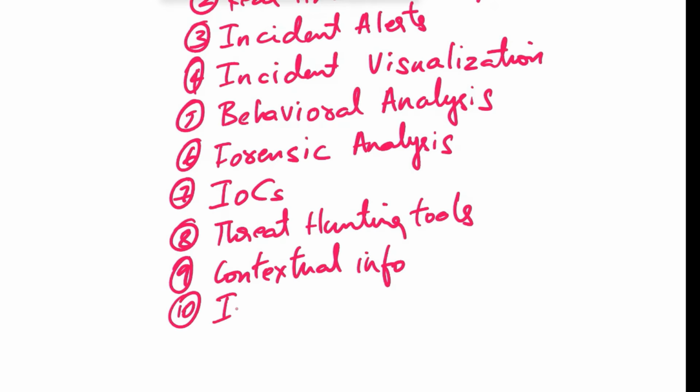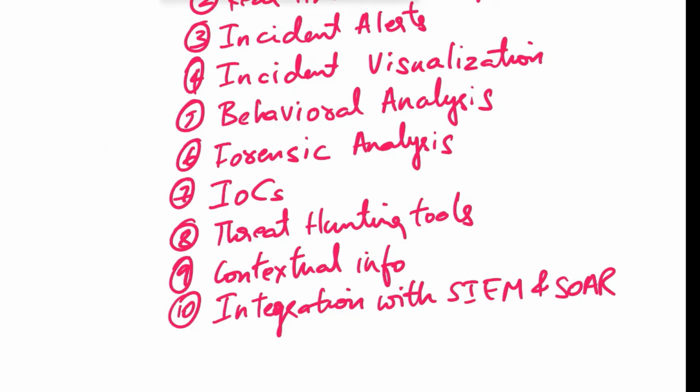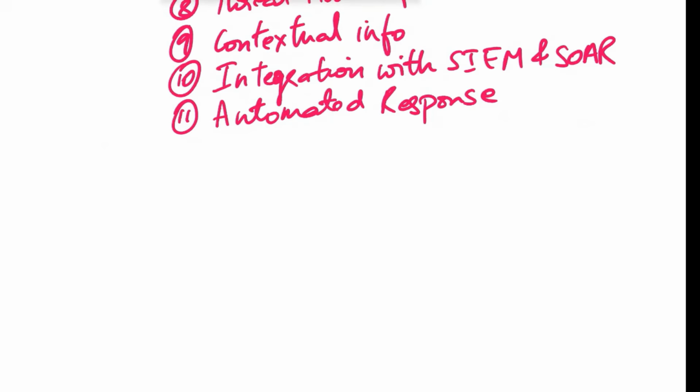Another one is integration with other security tools like SIEM and SOAR. This integration streamlines incident response workflows and centralizes information. Another one is automated response. In some cases, EDR tools can trigger automated response actions based on predefined playbooks or rules. These actions might include isolating affected endpoints or quarantining malicious files or processes.